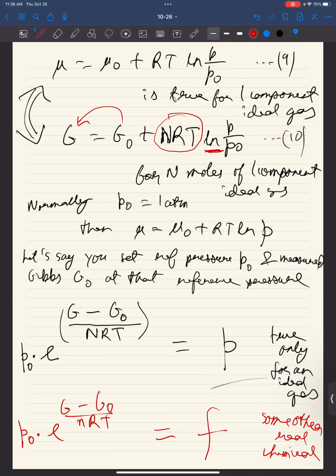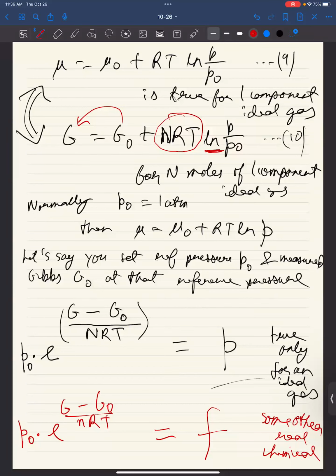So people said, I don't know who these people were, but there were some scientists of great repute. Probably men, because 200 years ago, women were not doing science. It's terrible. So they said that if you measure G as a function of temperature and you know some reference P naught and G naught, for an ideal thing this quantity on the left would be equal to pressure. For a non-ideal thing, it won't be equal to pressure, but it will be something. Let's call that thing fugacity.